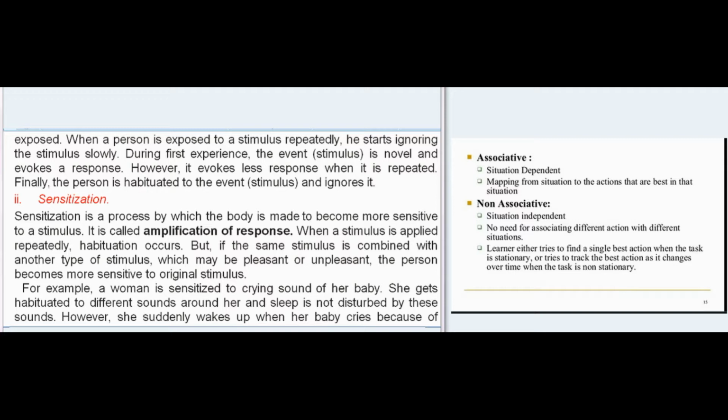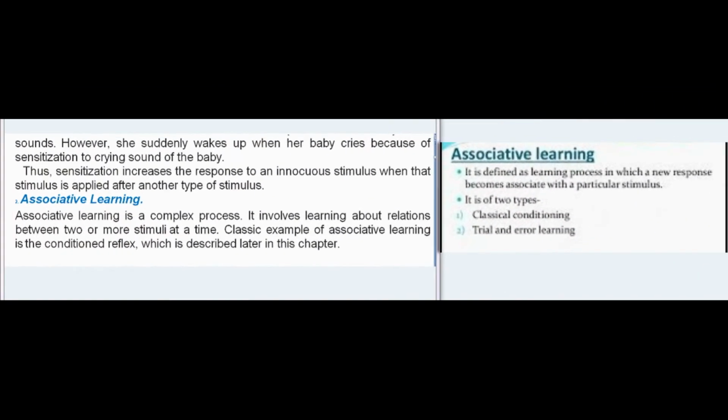For example, a woman is sensitized to crying sound of her baby. She gets habituated to different sounds around her and sleep is not disturbed by these sounds. However, she suddenly wakes up when her baby cries because of sensitization to crying sound of the baby. Thus, sensitization increases the response to an innocuous stimulus when that stimulus is applied after another type of stimulus.